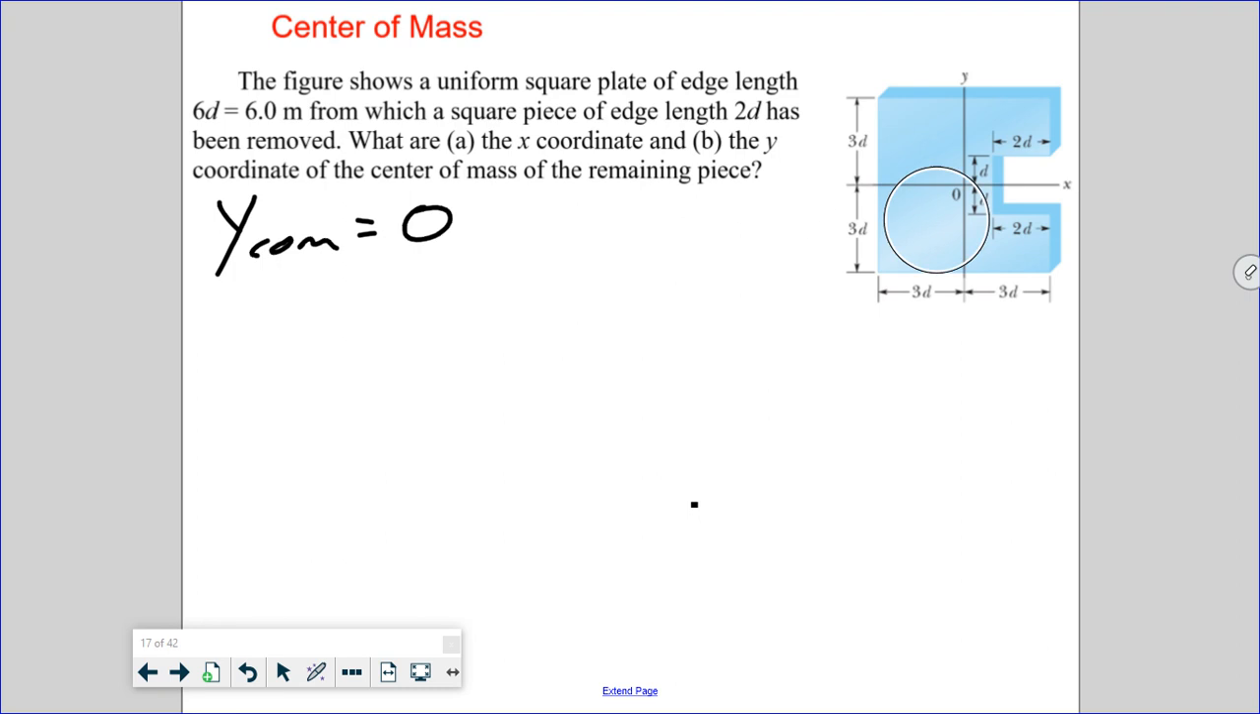So let's find our horizontal center of mass. What I'm going to do is break this thing up into chunks of equal mass, okay? So, no, not chunks of equal mass. I'm going to break it up into symmetrical chunks is what I was trying to say. Okay, so there's 3 chunks, right? And each of those chunks has a center of mass.